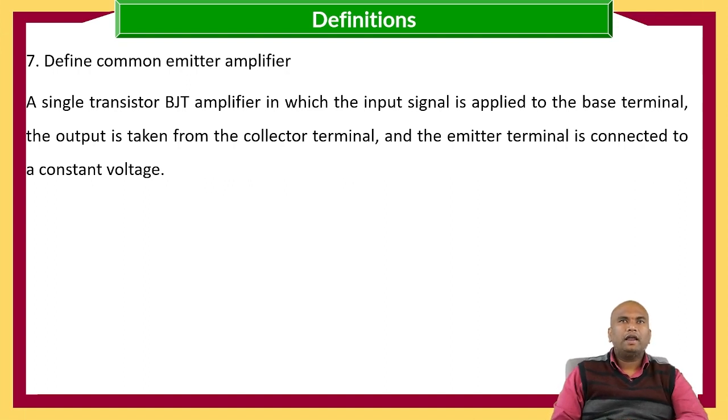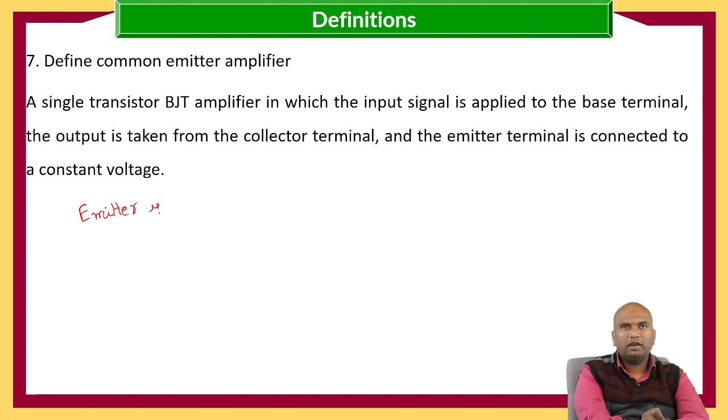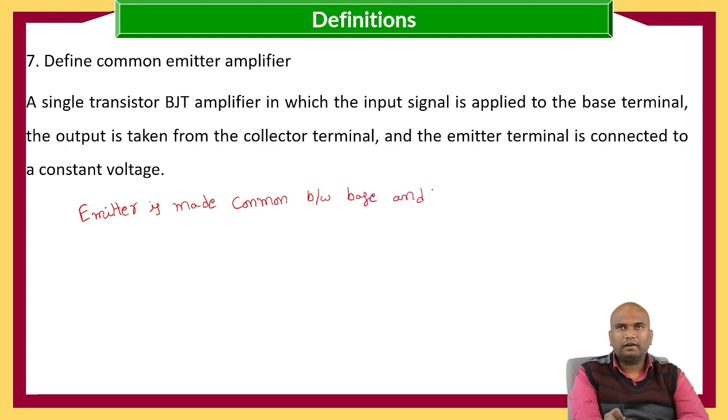Define common emitter amplifier. Here the name itself says emitter is made common between base and collector.